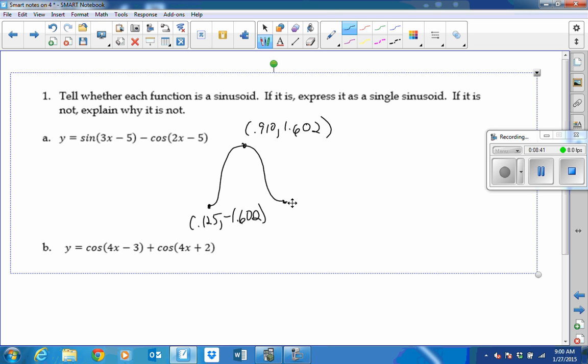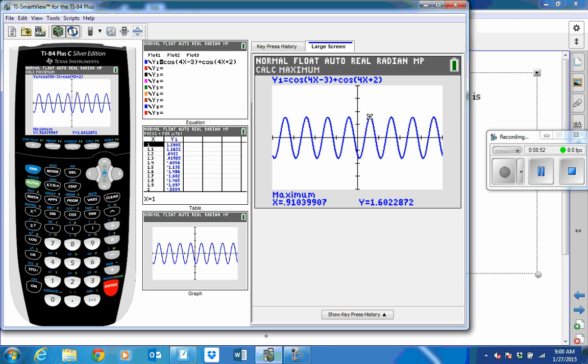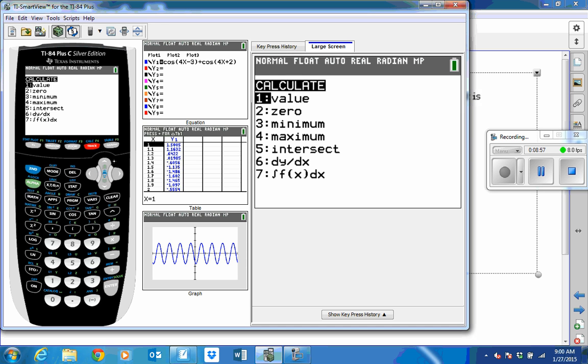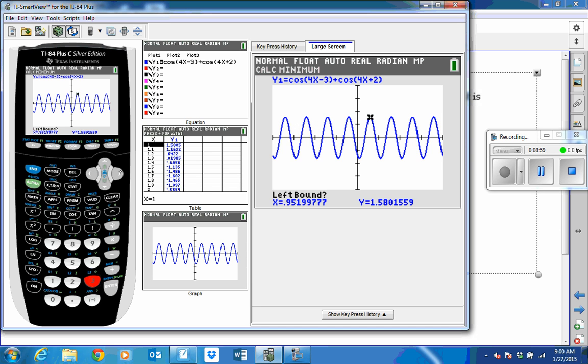Now I know that this next minimum point that I'm going to check is going to be at negative 1.602, because the minimum points are all the same. But let's find the x value of that. So we're going to calculate again the minimum point. So left bound, right bound, and enter. So the x value is 1.696.